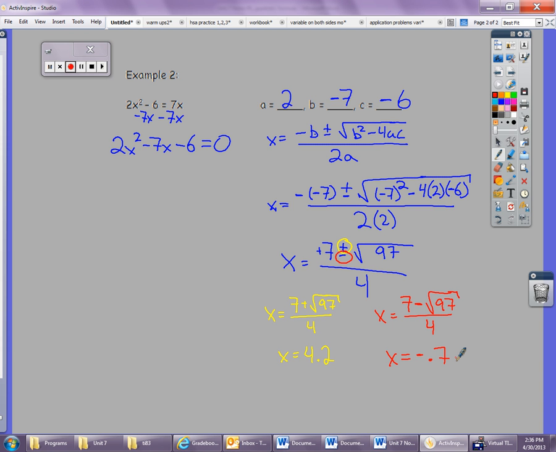So that means our answer for this question is x is about 4.2 or negative 0.7. So that's our solution. That's our 0 for example 2. And that is the quadratic formula. We need to know it's x equals negative b plus or minus the square root of b squared minus 4ac all divided by 2a.